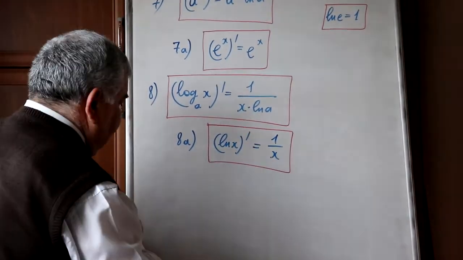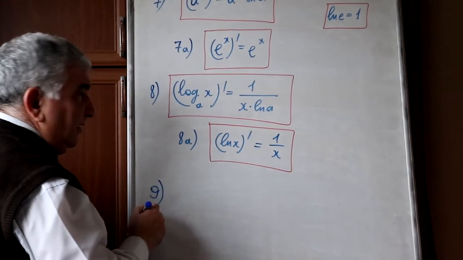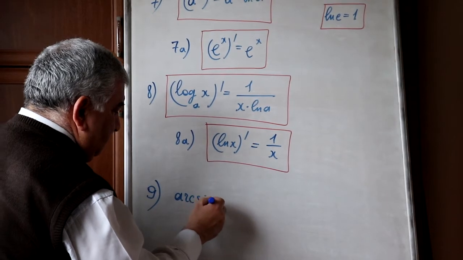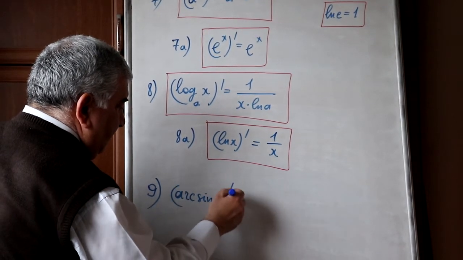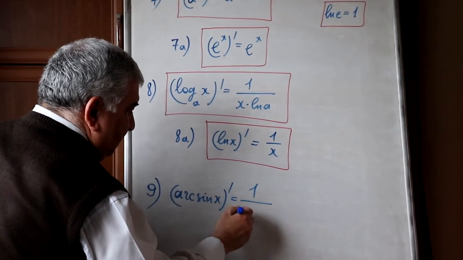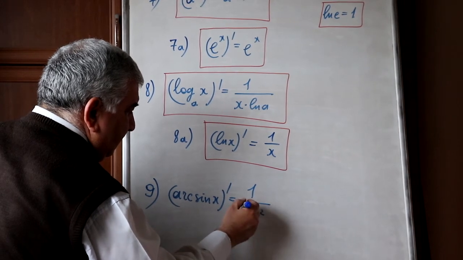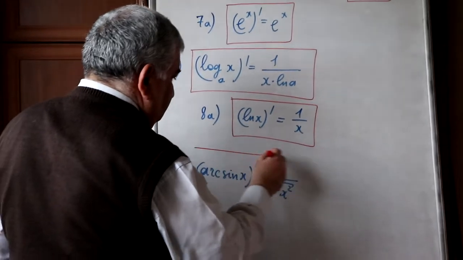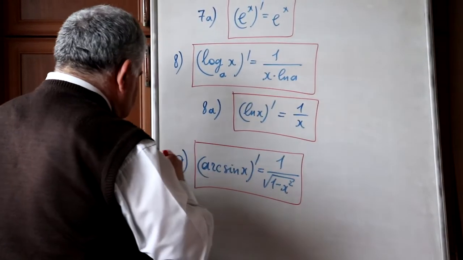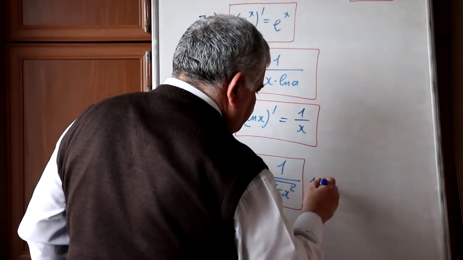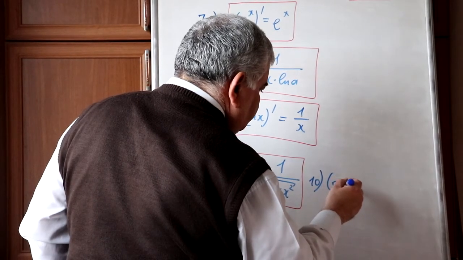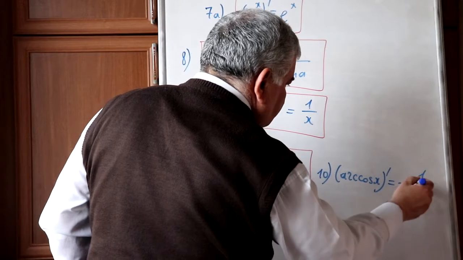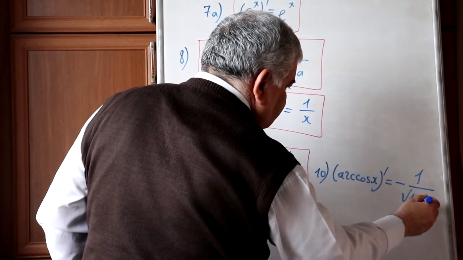Then, ninth formula, arcsine x prime is 1 over square root of 1 minus x squared. Tenth formula, arccosine x prime is minus 1 over square root of 1 minus x squared.